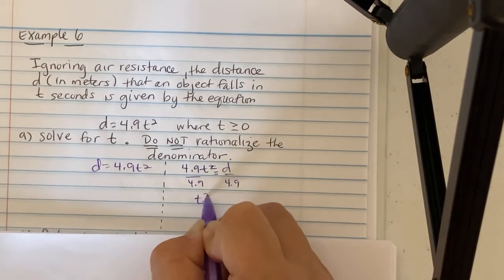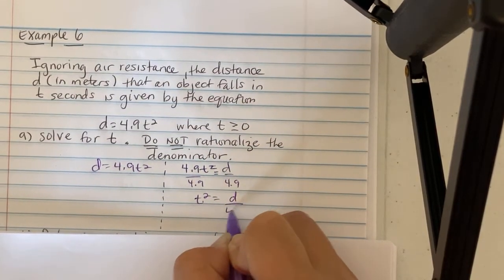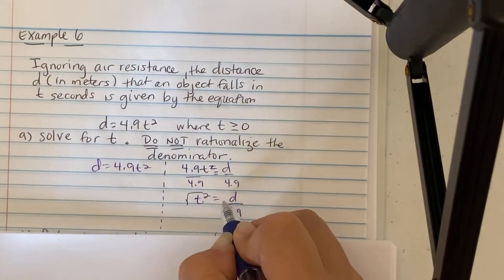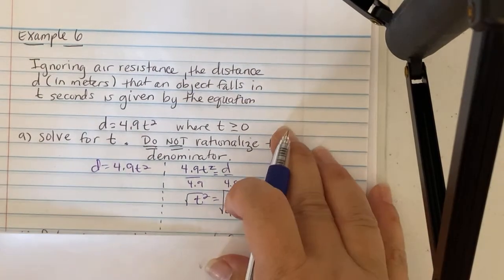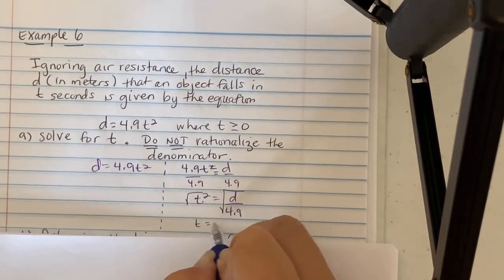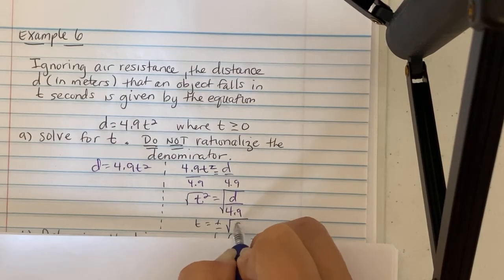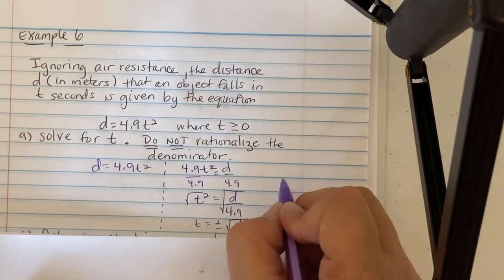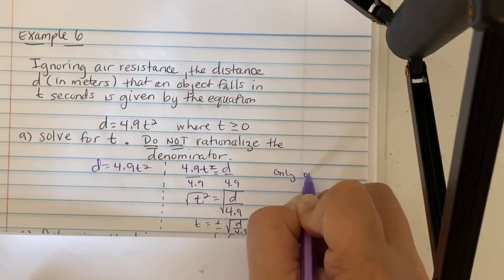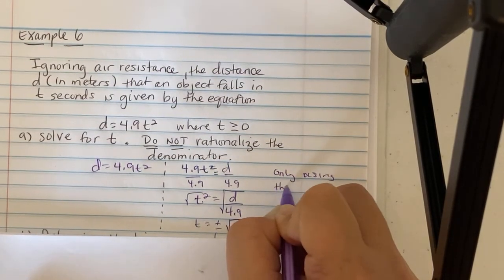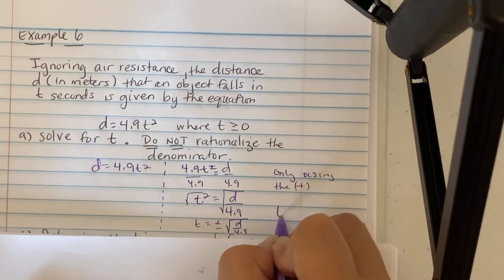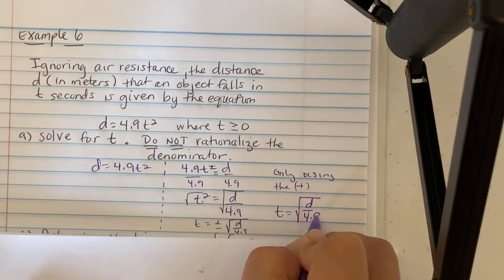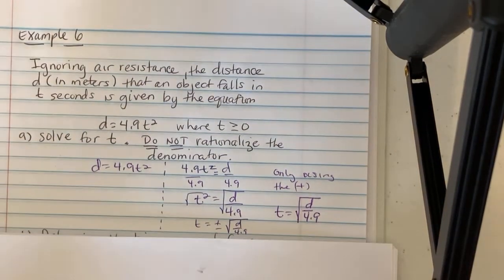So you end up with t squared equaling d over 4.9. The last step is take the square root of both sides because you want t value by itself. So t is equal to positive and negative square root d over 4.9. Now, since time is a unit of measurement, you're only using the plus side. So t is equal to the square root d over 4.9. That is the equation we're going to use.